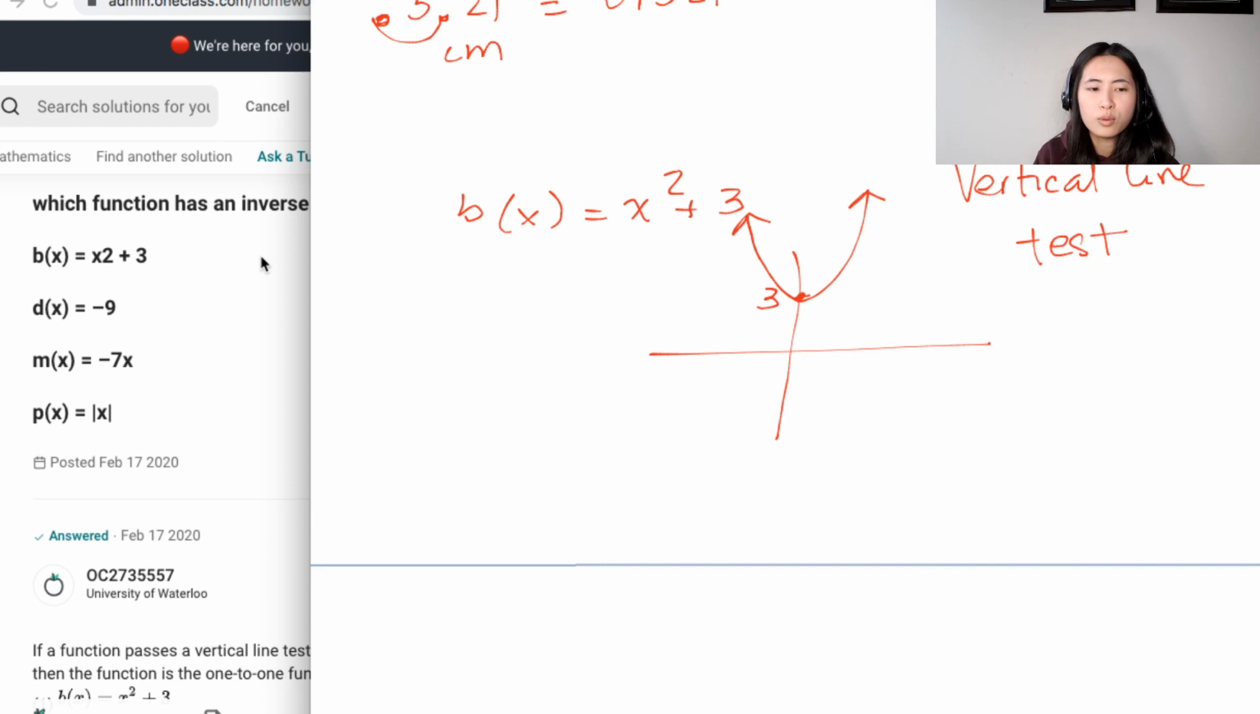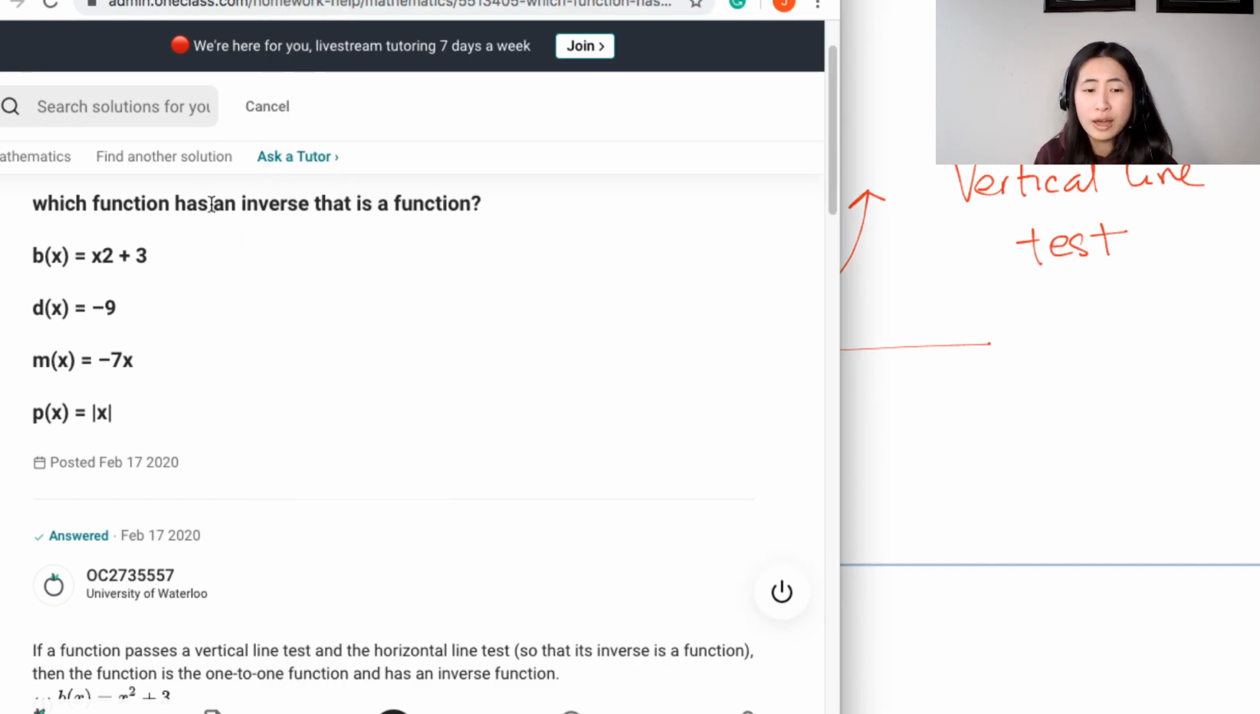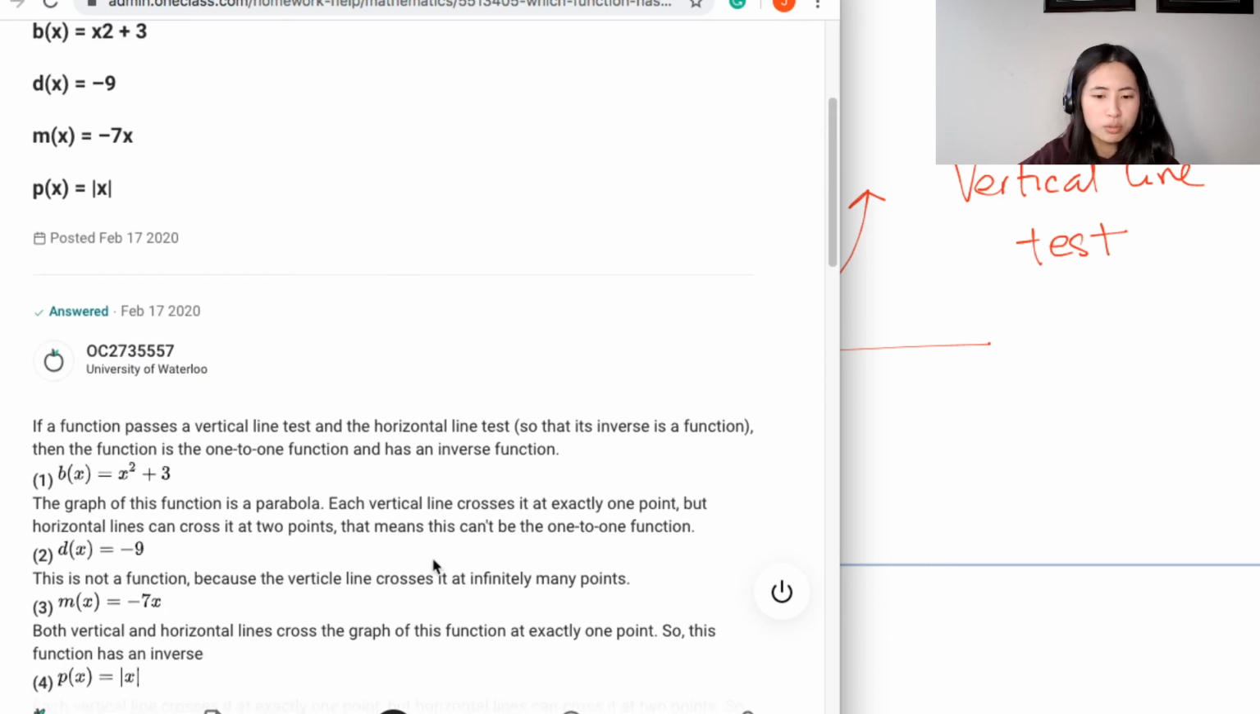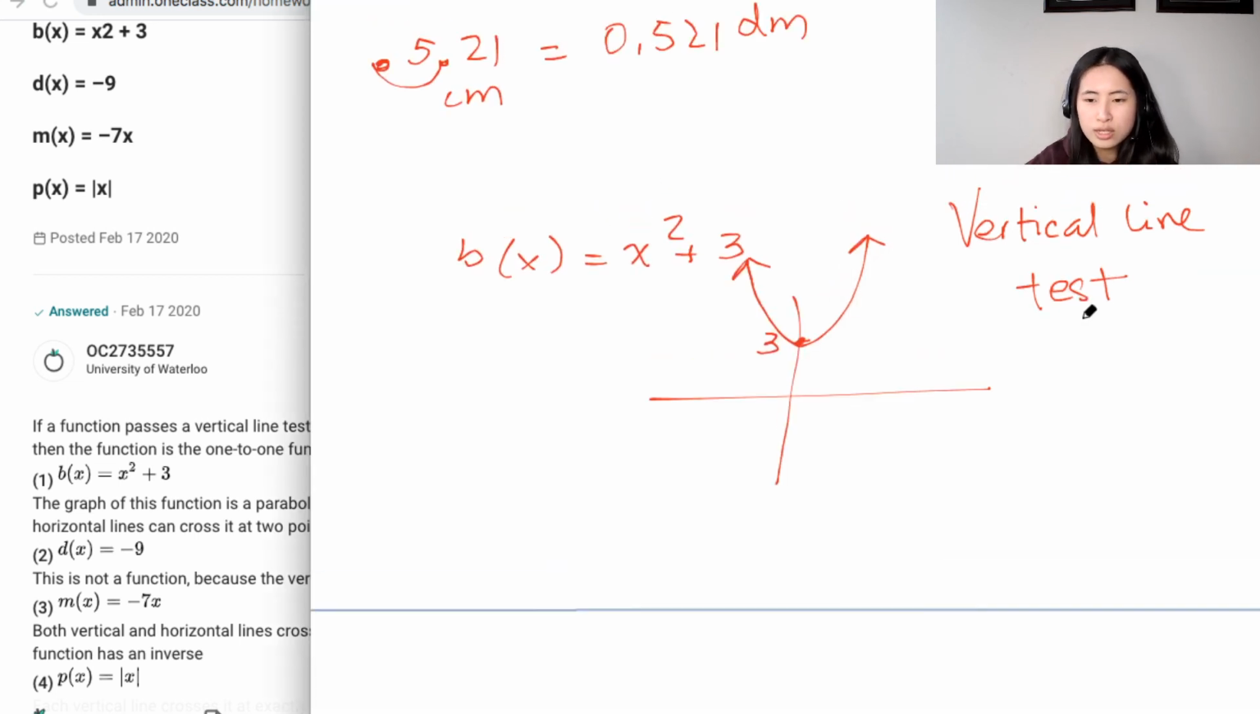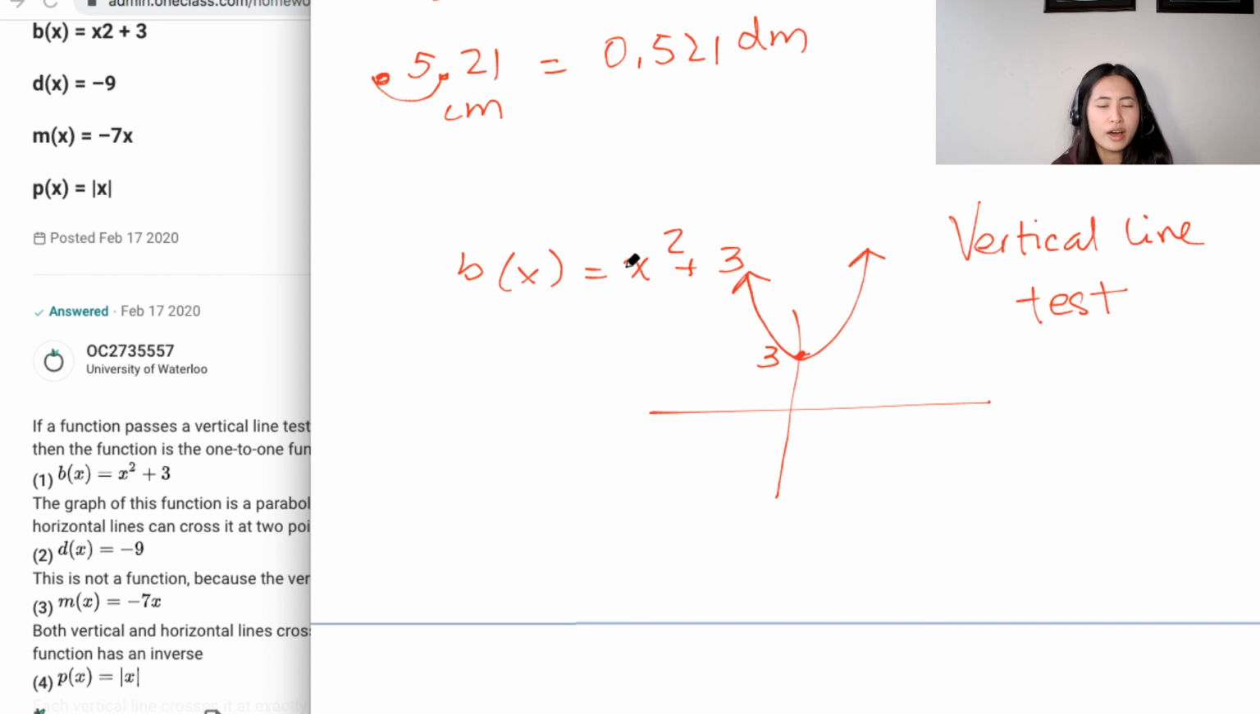So supposedly you wanted to know whether you have an inverse function. What they're trying to propose is you have this horizontal line test and then it's a one-to-one function. So this horizontal line test is basically how you find out about the inverse. So how do we find the inverse of a function? You have b of x, which is equal to x squared plus 3.